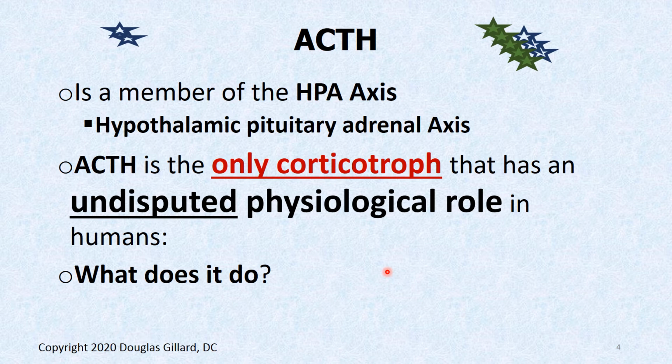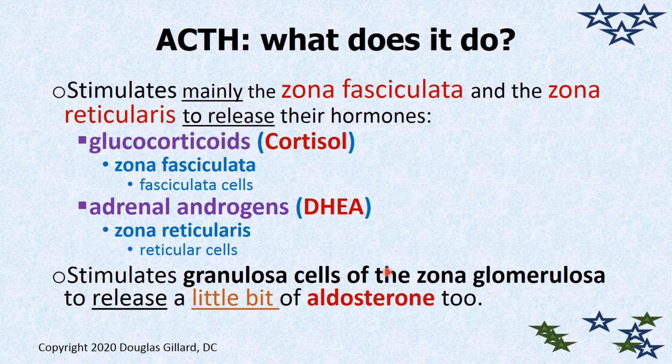It is the only corticotroph that we know for sure what it does. The other ones are a little mysterious. We'll look at the other ones in a second. One of them, alpha MSH, we know a little bit about, but there's some hormones that come out of the adrenal gland. We just don't know what they do for sure.